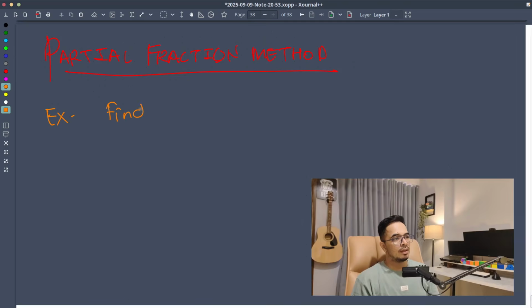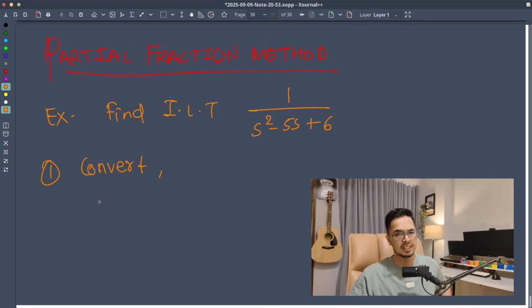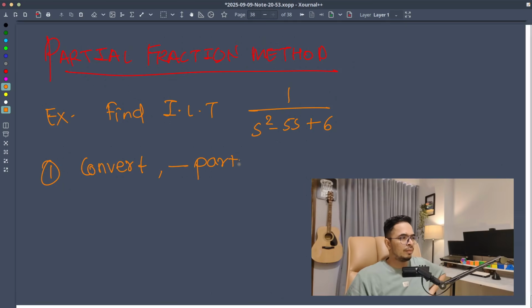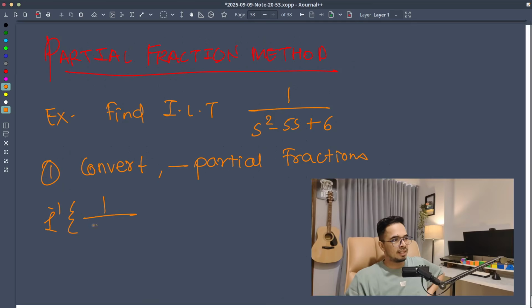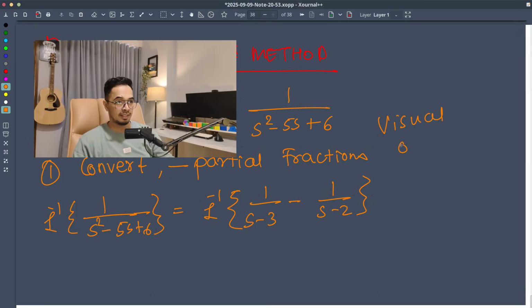Let me talk about it with an example. Say we have to find the inverse Laplace transform of 1 upon s² - 5s + 6. The first task in hand, because we don't have any function to describe this, would be to convert it by using partial fractions. So what we do is we split it, or identify some way of splitting the denominator. In this case, it is simply 1 upon (s - 3) into 1 upon (s - 2), and this is what I do. I split them out.